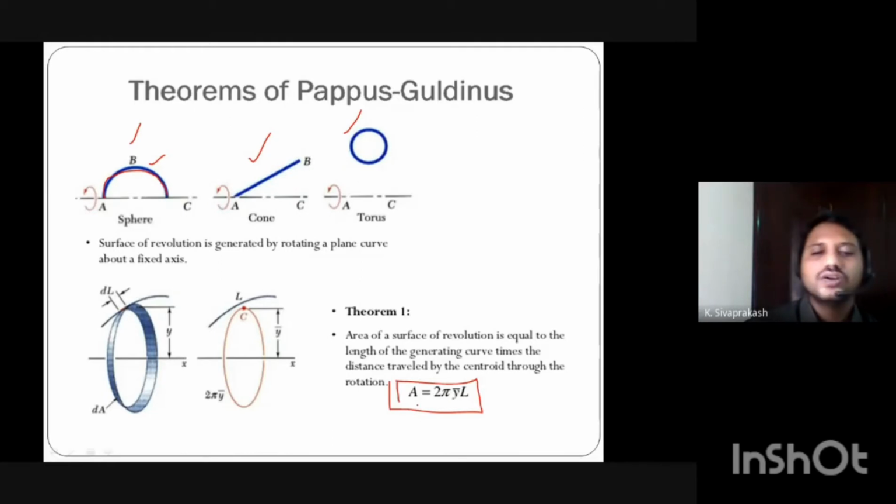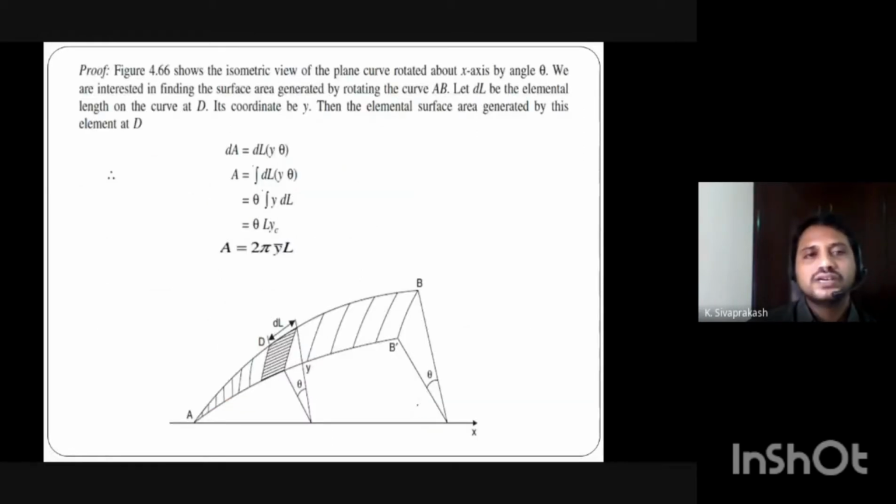Okay, now coming to the proof of the first theorem, let us take one curve here. The curve name is ABC. I am taking the name of the curve, see, ABC is the name of the curve. Now we are rotating that curve about the non-intersecting axis, that is the x-axis. It is rotated about the x-axis by an angle theta.